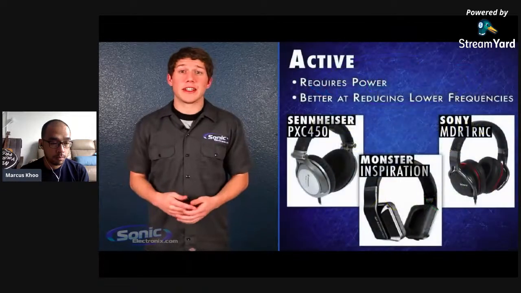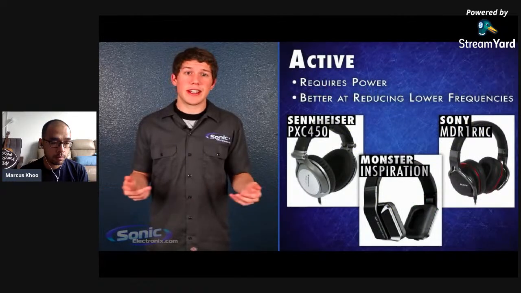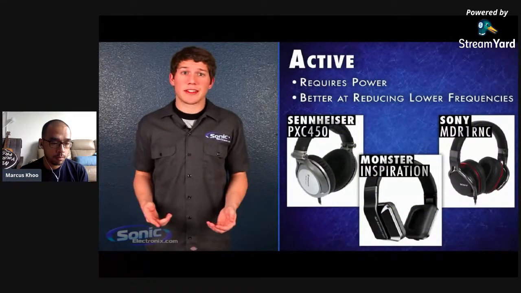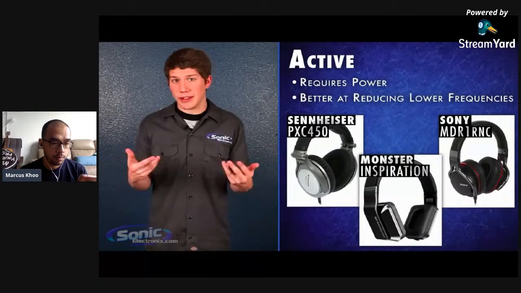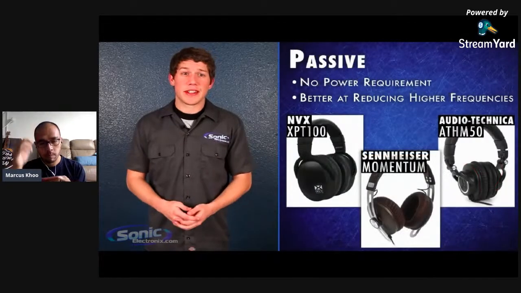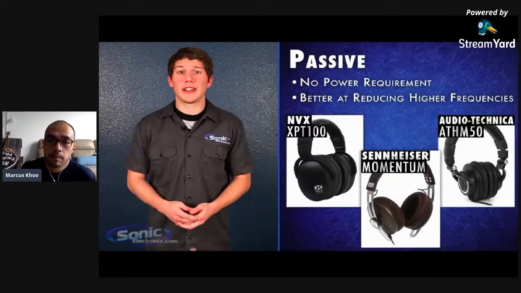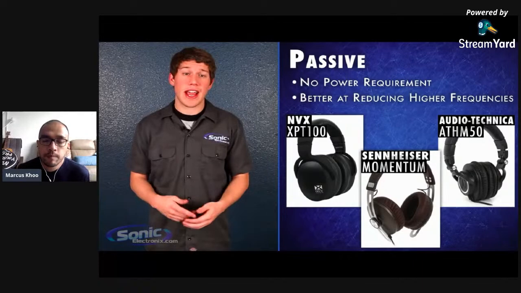Active noise canceling utilizes a power source to reduce the outside noise and is more effective at lower frequencies. They are usually more expensive because there's more technology implemented into the headphone. On the other hand, passive noise canceling uses insulation and sound absorbing tiles and is typically more effective at frequencies above 2000 Hz and does not need a power source.